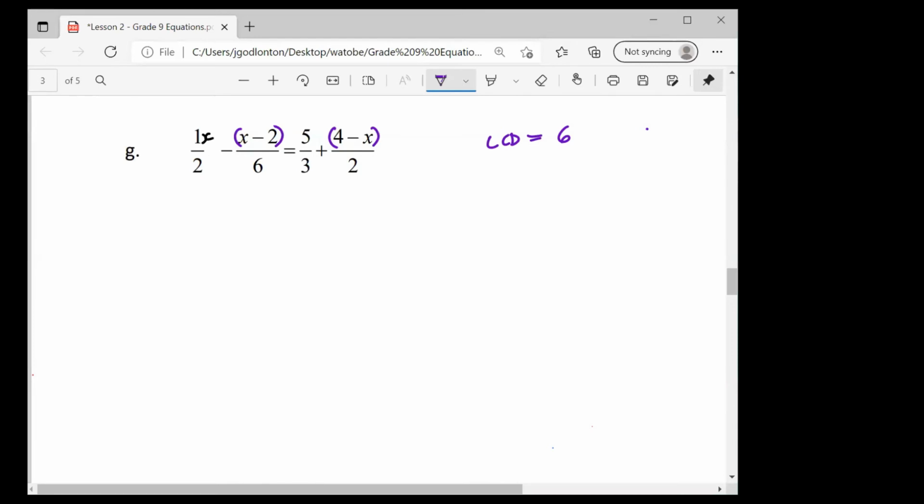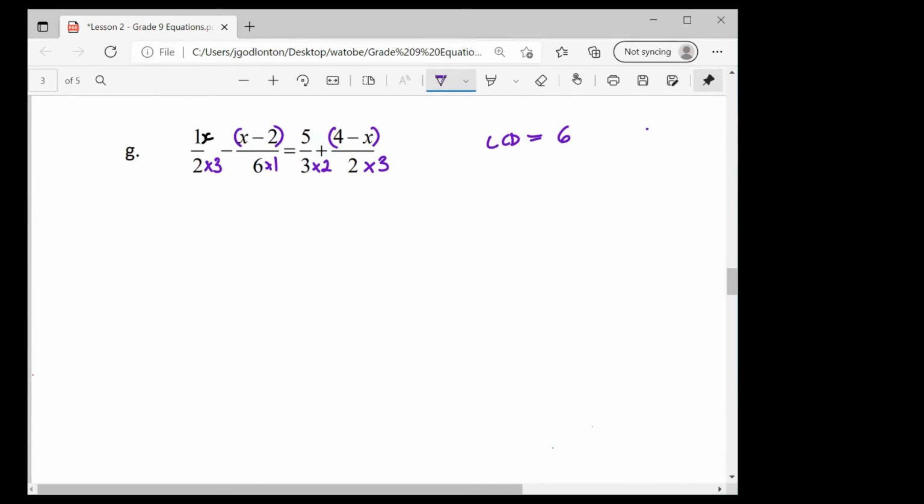Next step. We need to think what we need to multiply each thing by. So I need to multiply this 2 by a 3. Multiply the 6 by a 1, because 6 is 6. Multiply the 3 by a 2, and multiply the 2 by a 3. Okay. And then remember, whatever we do to the bottom, we do to the top.